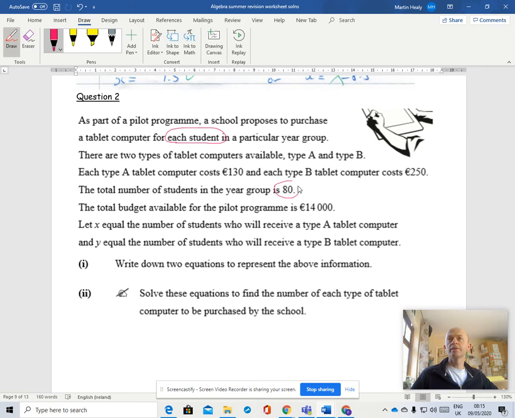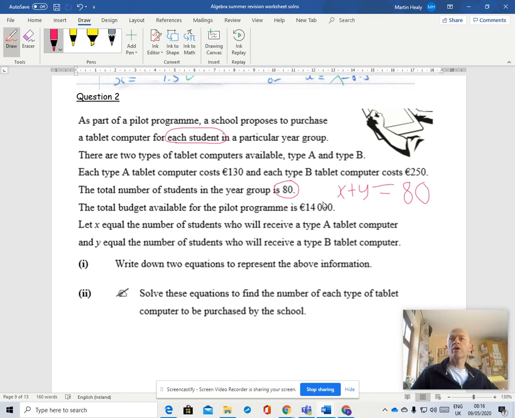There's 80. So that means there's going to be, at the end of all this, now it doesn't say it directly in the question, there's going to be 80 tablets. There's going to be a certain amount of type A tablets and a certain amount of type B. So if tablet A is called X and tablet B is called Y, then X plus Y is equal to 80 would be one equation you have there. Because, for example, 30 students might have type A computer and 50 students might have type B. So if they all have one tablet each, X plus Y is equal to 80.